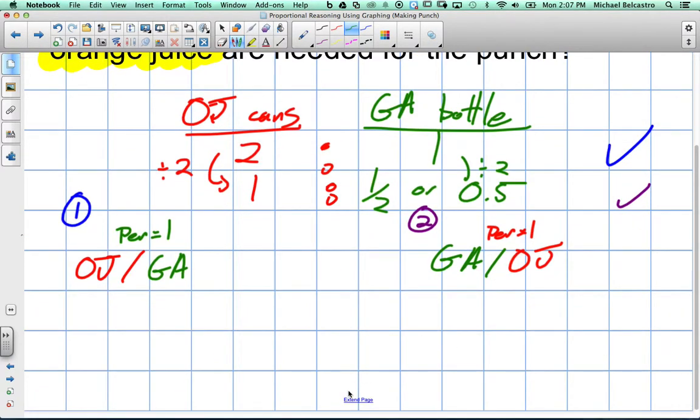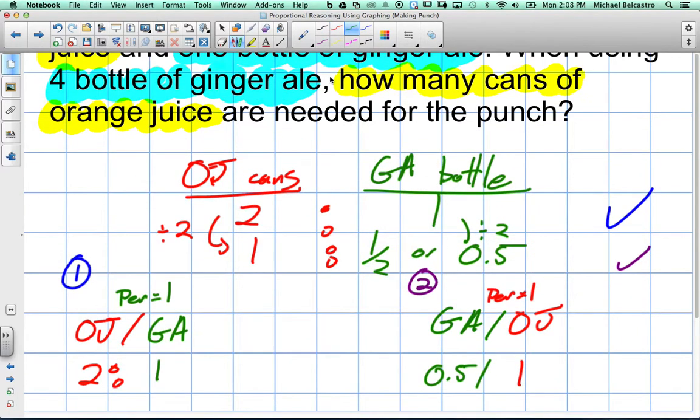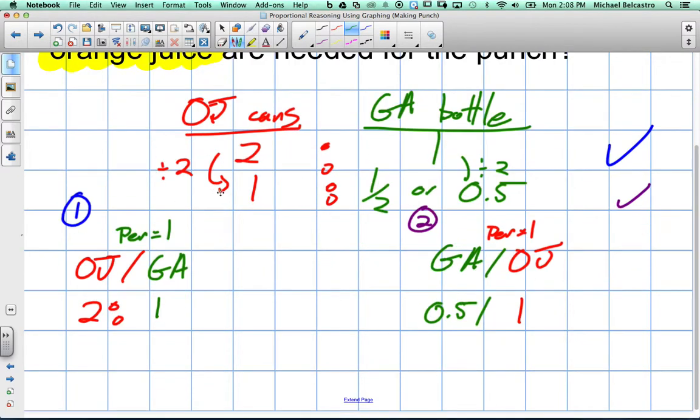So we have our unit rates here. In this one, we have a 2 to 1 unit rate. And in this one, we have, I guess we'll write it as a 0.5 to 1 unit rate. Now the question said that we need 4 bottles of ginger ale, if you recall. So in other words, we need this ratio to build to the number 4. In our first example, the blue, we're going to need to multiply by 4, technically divide by a quarter or 0.25.